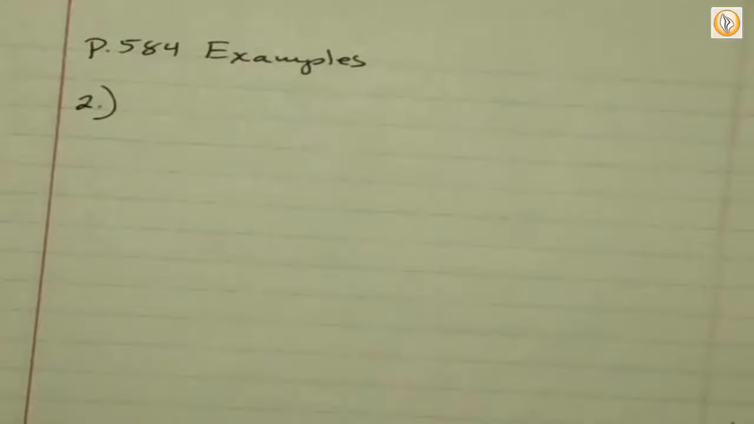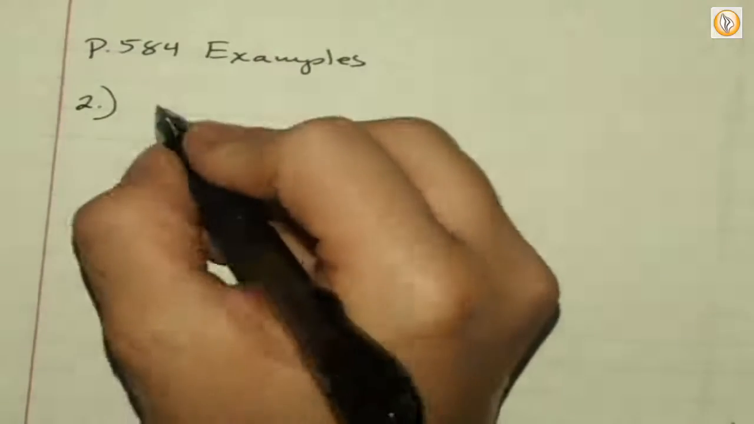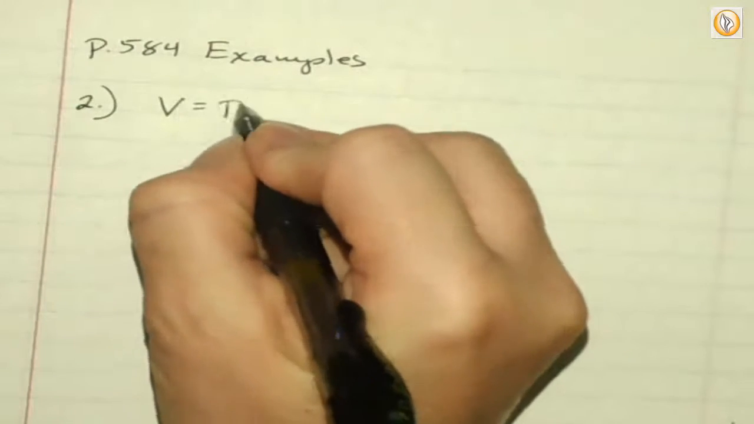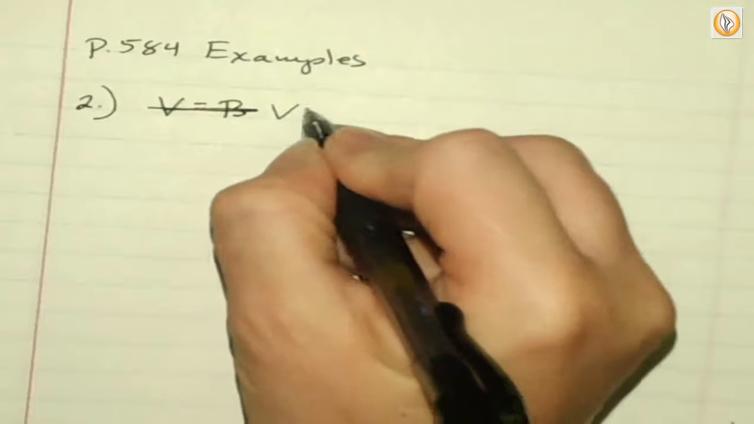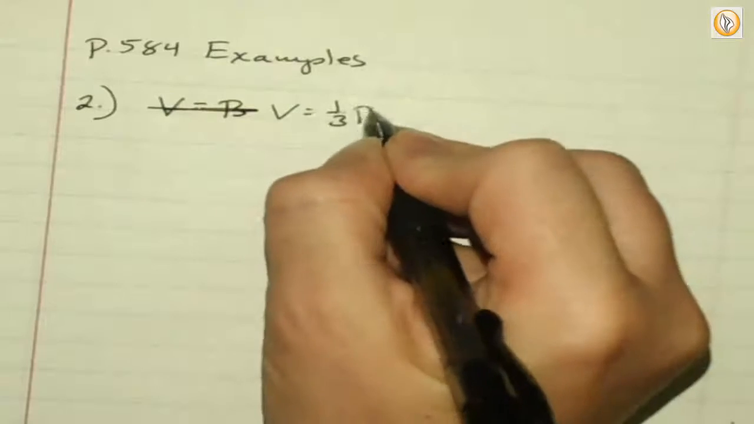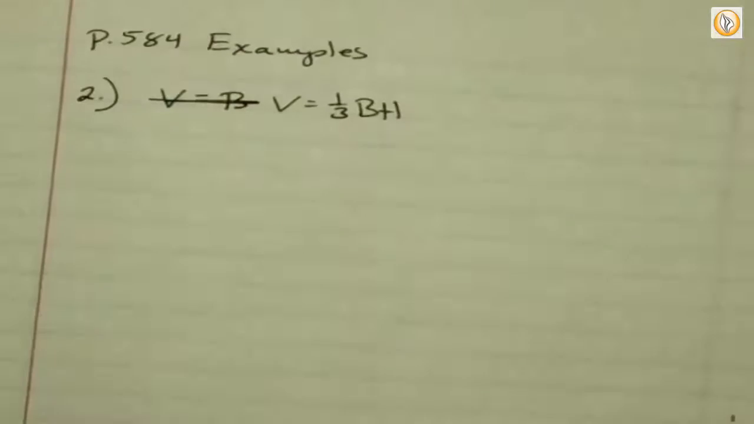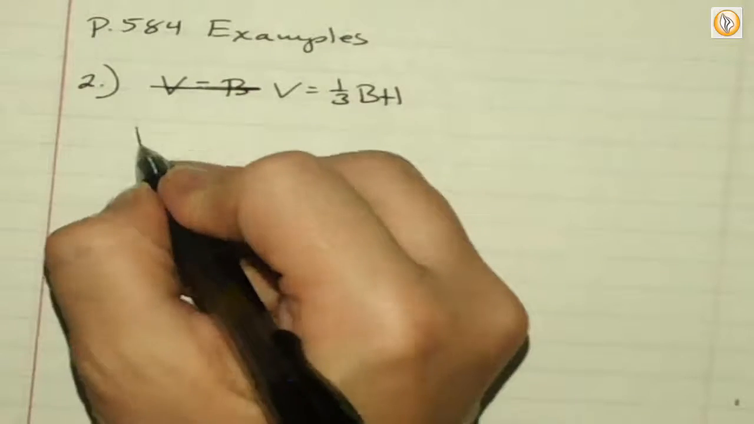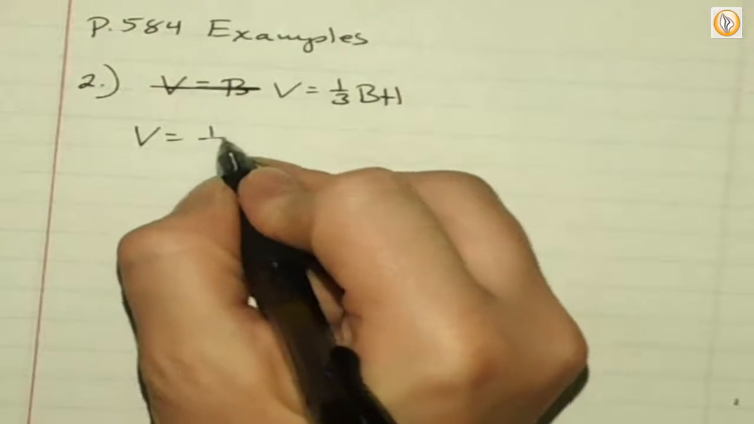The directions say find the volume of the following pyramids. There's a picture of your pyramid. I'm not going to draw the picture. You see it in your book. The formula is 1/3 BH. And let's go ahead and fill in our information.